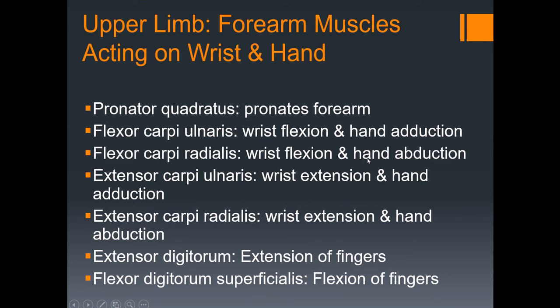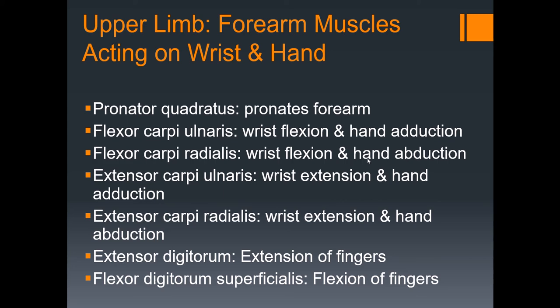If we look at the forearm muscles, we have the pronator quadratus. It's the muscle that is responsible for pronating your forearm. We have the flexor carpi ulnaris and the flexor carpi radialis. They're going to do wrist flexion. The ulnaris muscle causes adduction of the hand, and the radialis muscle causes abduction of the hand.